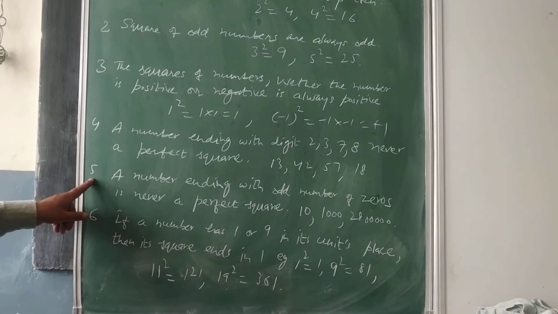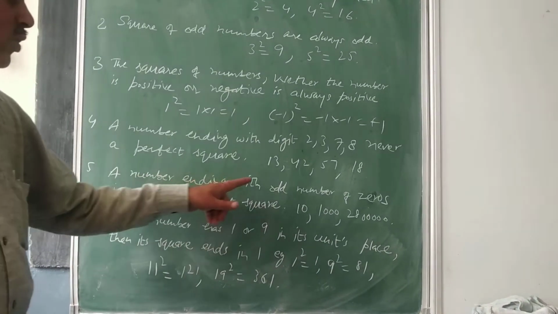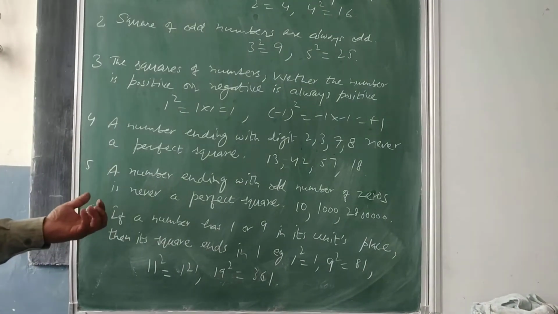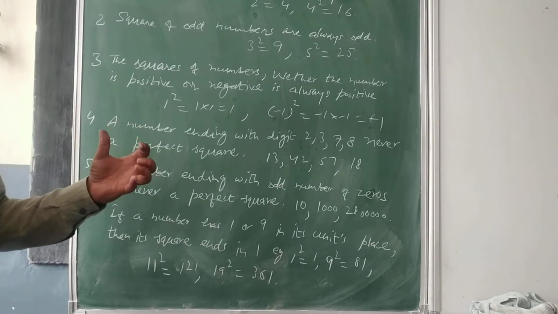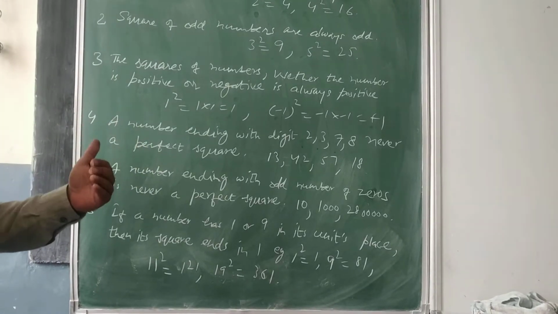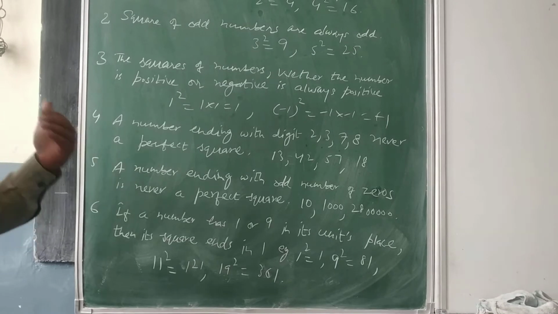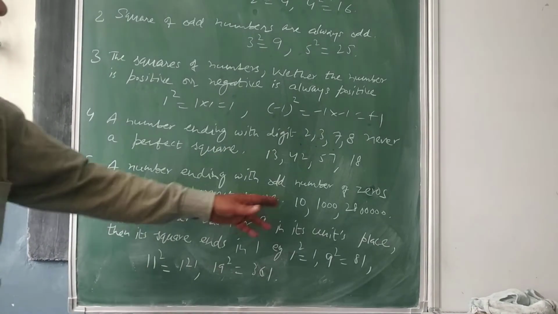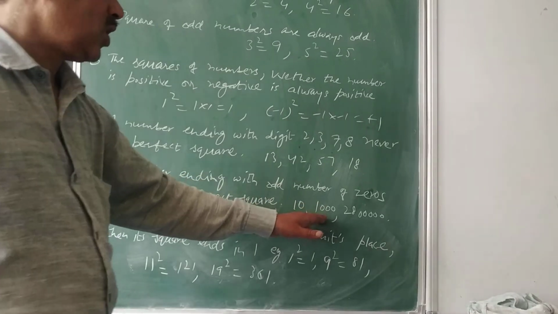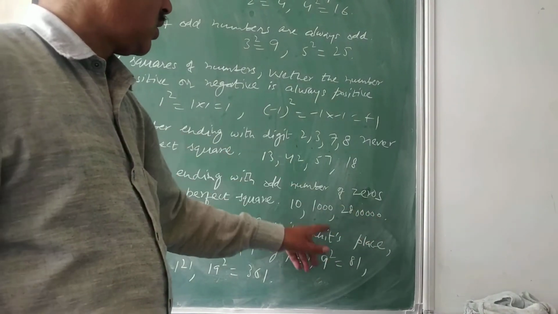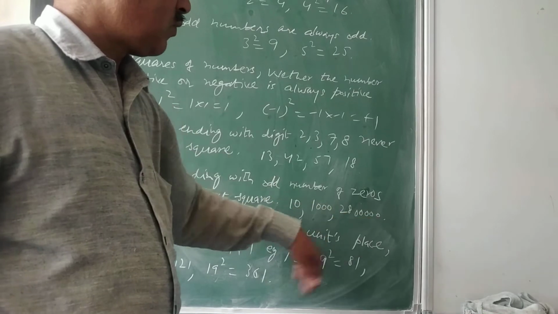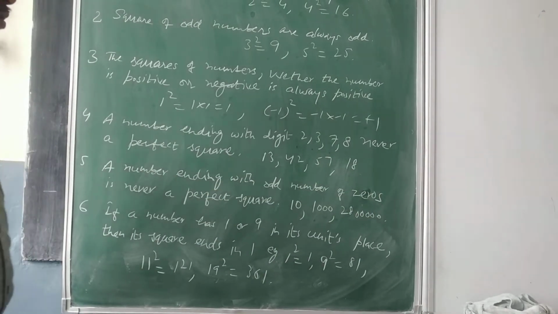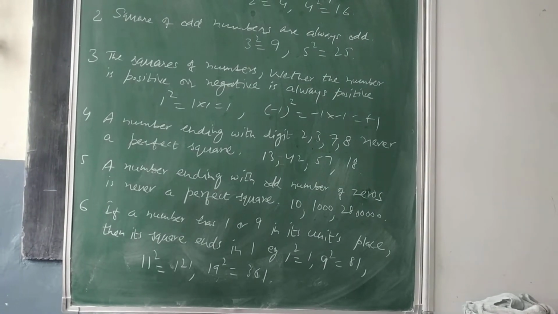Then your fifth one is a number ending with an odd number of zeros. Make sure that any time you are getting an odd number of zeros at the end of any number, those numbers are never perfect squares, whether that is 10, whether that is 2000 or 2,80,000. Like here are 1, 3 and 5. Whenever an odd number of zeros are there, those are never perfect squares.